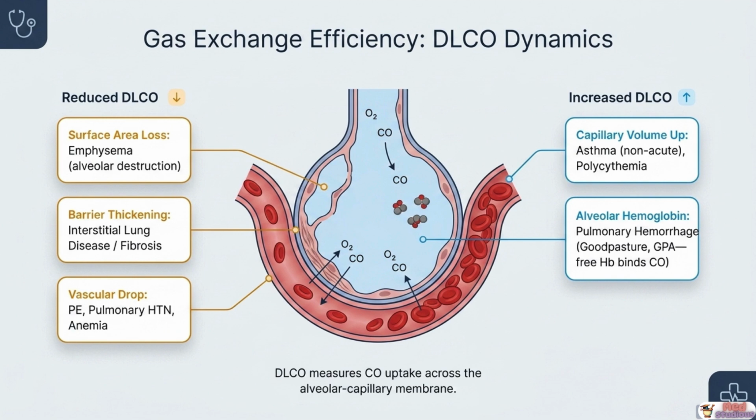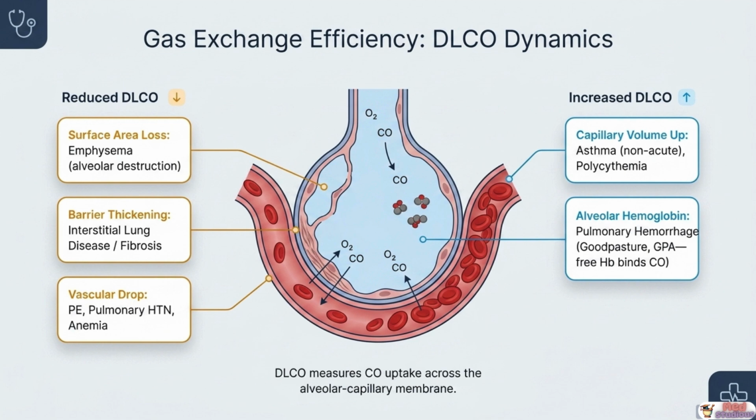Surface area loss occurs in emphysema, where destroyed alveolar walls leave less total membrane available for gas exchange. Barrier thickening occurs in interstitial lung disease and fibrosis, where the diffusion pathway itself becomes physically longer and harder to cross. Vascular drop occurs in pulmonary embolism, pulmonary hypertension, and anemia, where reduced pulmonary capillary blood volume or reduced available hemoglobin limits total gas uptake.